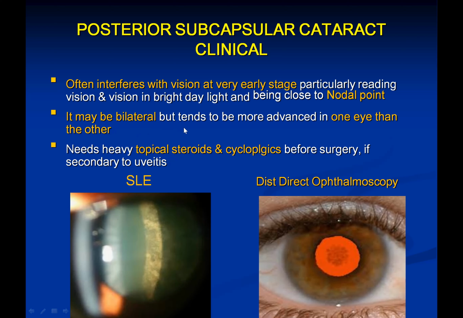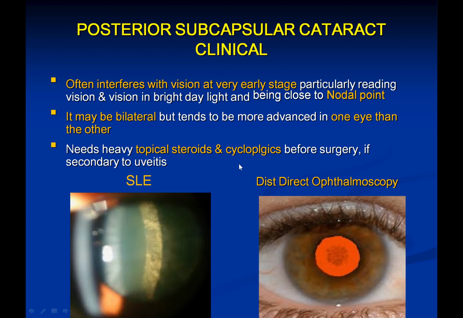Generally it is unilateral, but it may be bilateral depending upon the etiology, but always it will be more severe in one eye as compared to the other. If it is due to uveitis, as in most common cases it is secondary to anterior or posterior uveitis, we will have to put the patient on heavy steroids. Remember this, we will have to put the patient on heavy topical steroids before surgery, during surgery, and even after surgery. Otherwise, lot of complications can occur.